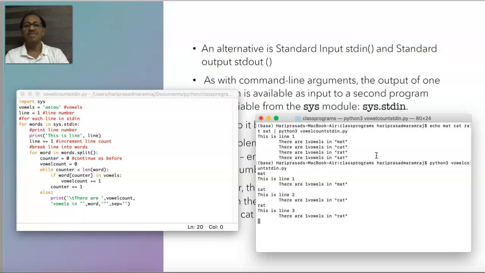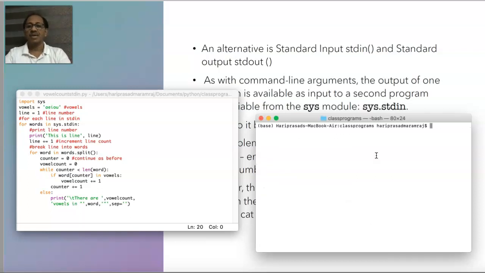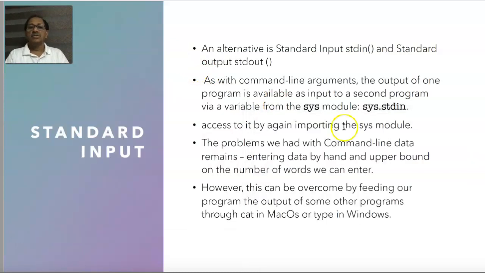That's the problem. As it takes any number of words, it cannot come out. We need to have some command to come out of it. So I am ending the program here. Okay. So though standard input gives an option of inputting data in a different fashion, the standard input also has similar problems which we have seen with command line data, that is entering data by hand and an upper bound on the number.